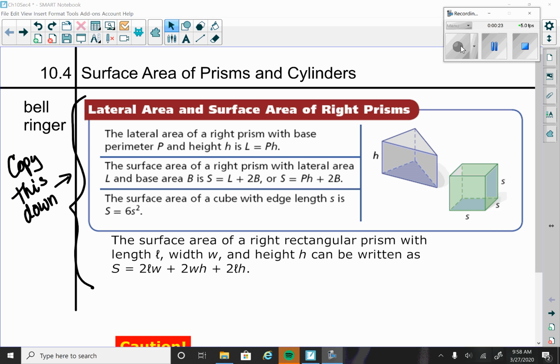So for our bell ringer today, I want you to go ahead and copy down the formulas below for lateral area and surface area of right prisms. So make sure you get out your spiral and copy down these formulas with the shapes. So I would say pause the video right now and go ahead and copy this down.